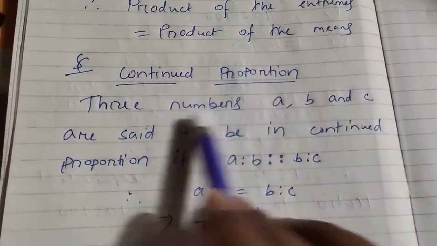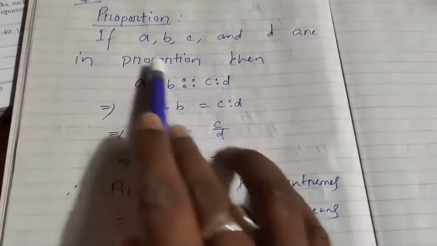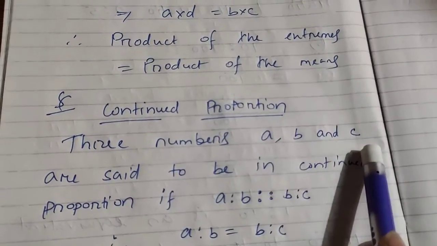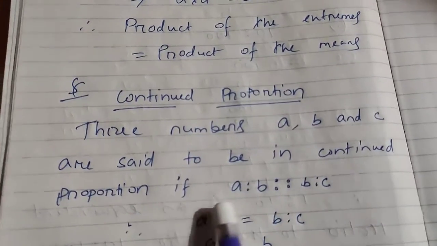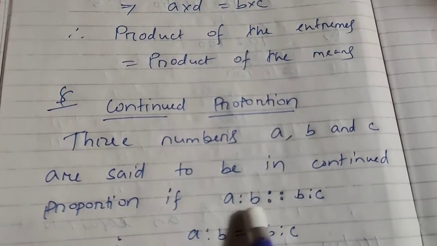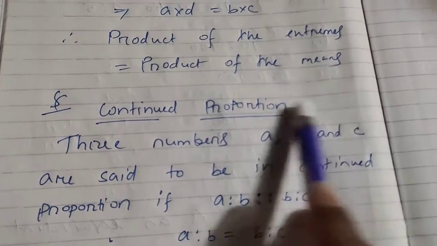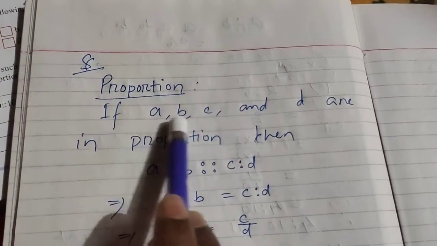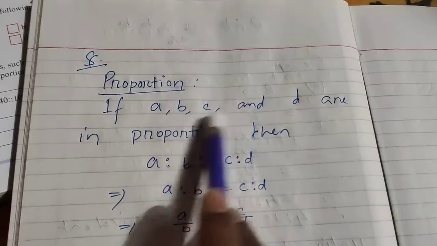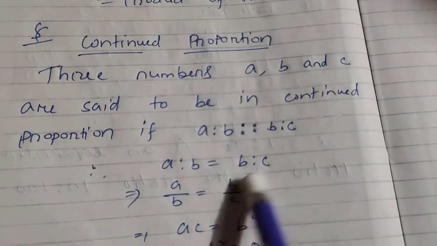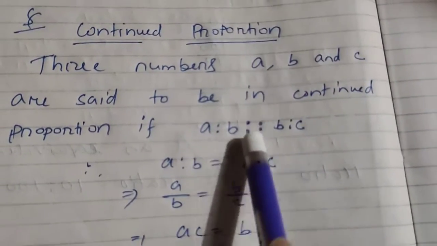Now come to the next important topic, continued proportion. In case of proportion there are four numbers, but in case of continued proportion there will be three numbers. The three numbers A, B, C are said to be in continued proportion if the middle term repeats. If A is to B proportion B is to C, because in this case there are only three numbers. In the previous cases there are four numbers, so first ratio, proportion, ratio of next. But in this case A is to B proportion B is to C, because B is the middle term.